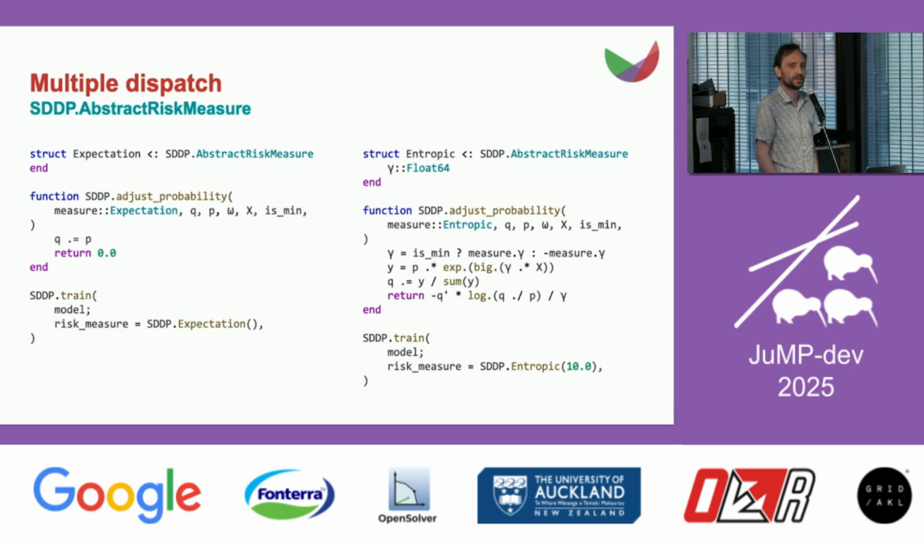And we support many different risk measures. We support CVaR, and a lot of distributionally robust ones like Wasserstein. It's all based on these little plugins that worked really well. And I don't know how we would do this in a different programming language. So multiple dispatch works very well here.